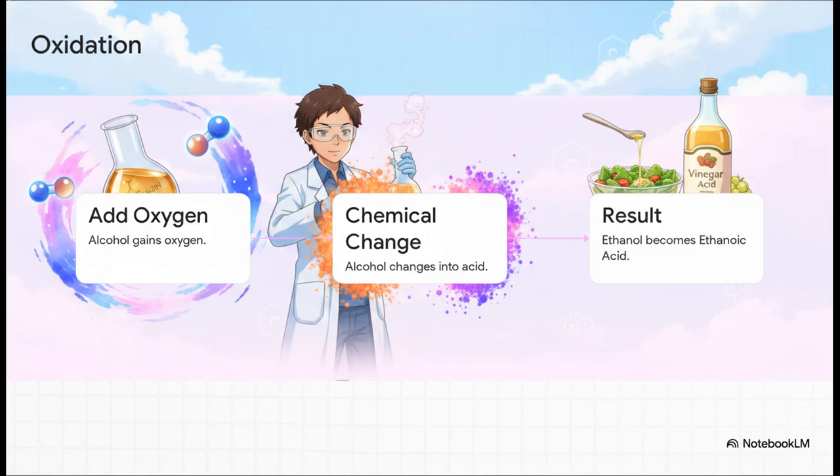Next up is oxidation. This is when a carbon compound essentially gains oxygen. For instance, an alcohol can undergo a chemical change to become an acid. You can take ethanol, that alcohol we just talked about, and oxidize it right into ethanoic acid. So yeah, literally, with a little oxidation, your alcohol transforms directly into household vinegar.